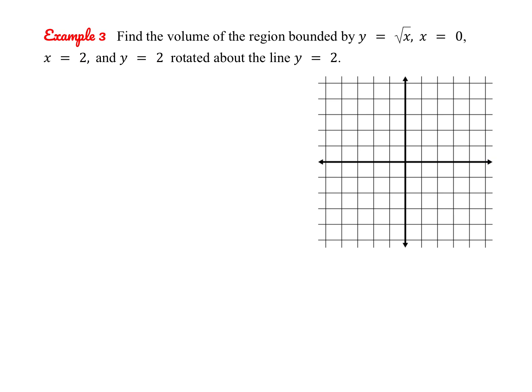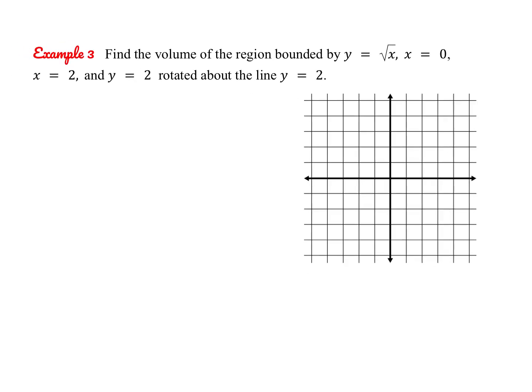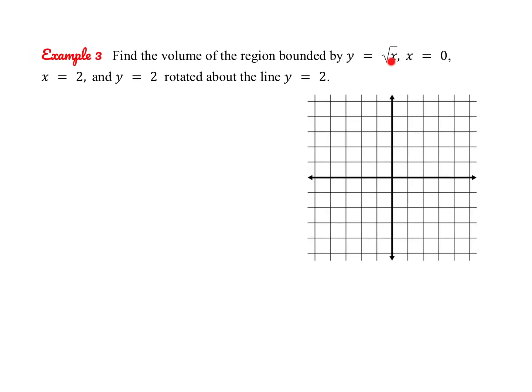All right, let's try another one together. So here we're finding the volume of the region bounded by first square root of x, and then x equals 0, x equals 2, and y equals 2. And here we're rotating it about the line y equals 2. So let's find what our solid looks like.